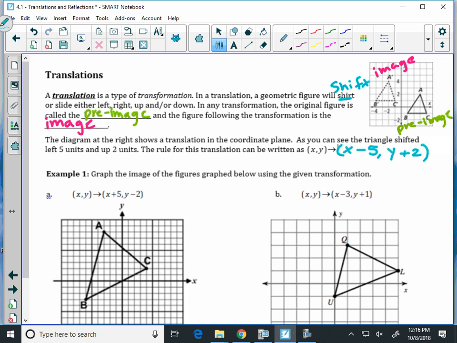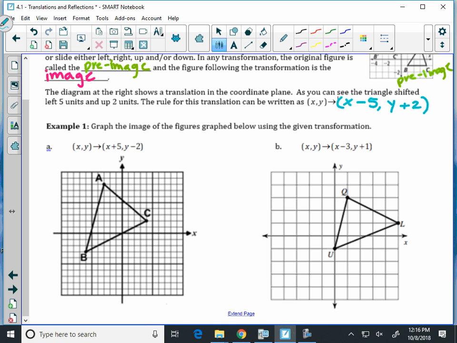Okay. So here, if we take a look at this example, it says graph the image of the figure's graph below using the given transformation. Whenever you see the wording like that, it says graph the image, all that's saying is, hey, do this transformation, because your answer is the image. Okay? So we take a look at A.